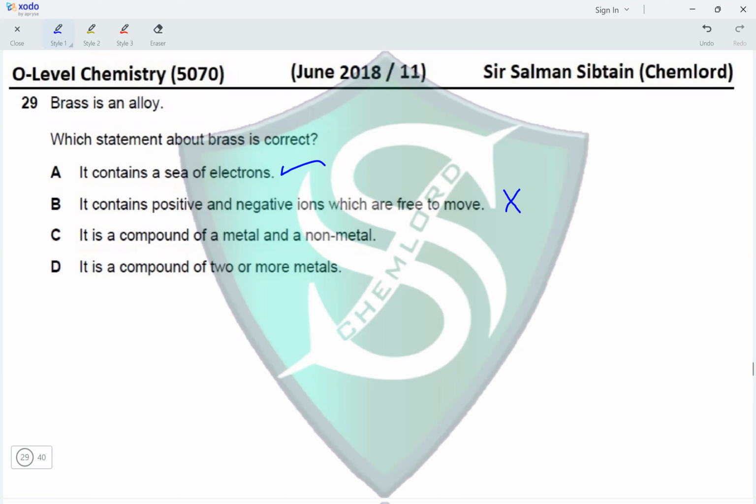It is a compound of metal and a non-metal. It is a mixture of two metals. It is a compound of two or more metals. It is a mixture of two metals. So the correct option for this question is option A.